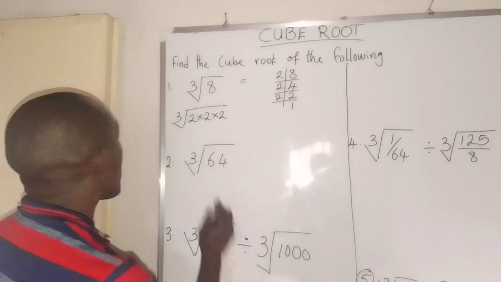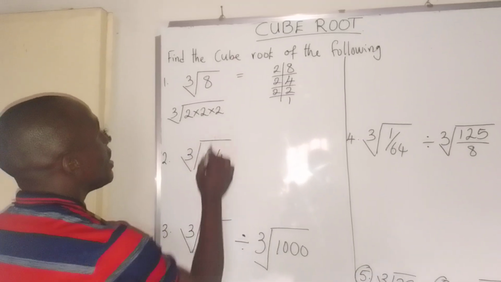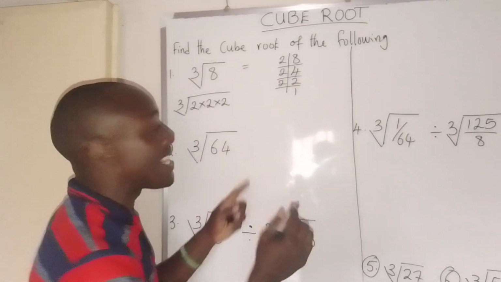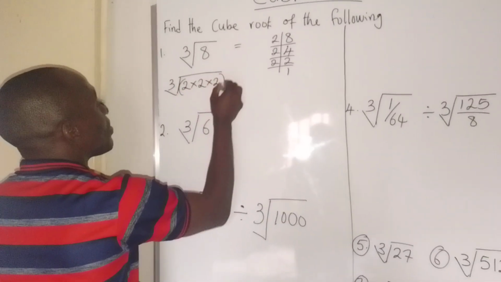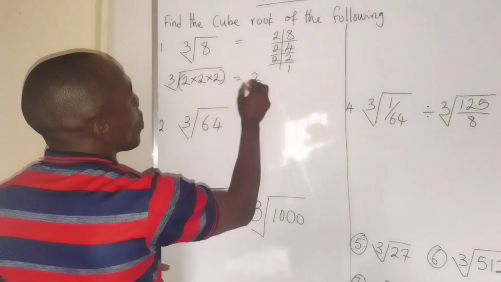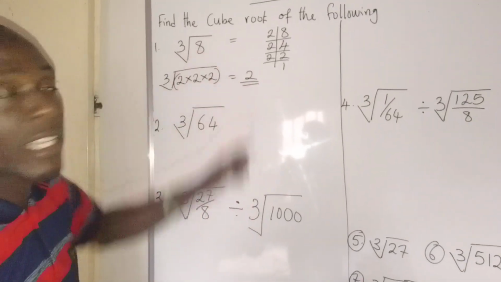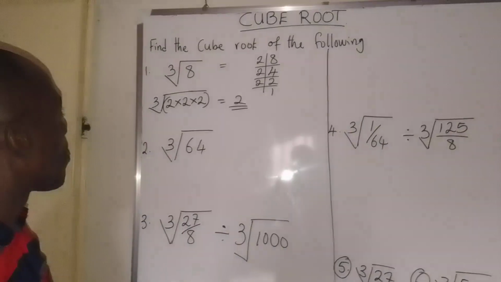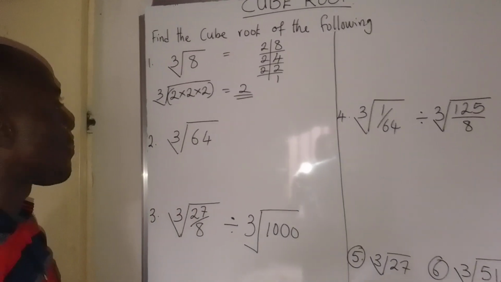That is all. So we have 2, 2, 2. There are 3 numbers and they are the same. So we pair them 1, 2, 3. They are the same, we only pick 1. So therefore, the cube root of 8 is just 2. Let's look at number 2, which says the cube root of 64.